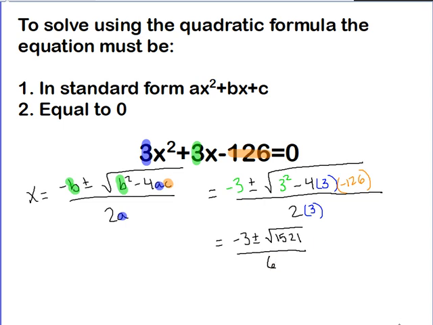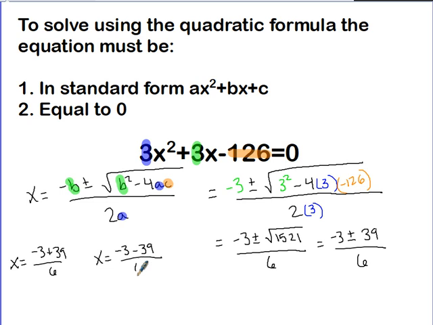And then I'm going to go ahead and simplify this. 2 times 3 I know is 6. Then we see if we can take the square root of this. The square root of 1521 happens to be a whole number. It's a perfect square, which is perfect. It is 39. Once I get to this part, now I'm going to split this apart into two separate equations. So I have x equals negative 3 plus 39 divided by 6, and then I also have x equals negative 3 minus 39 divided by 6 because it's plus or minus here.